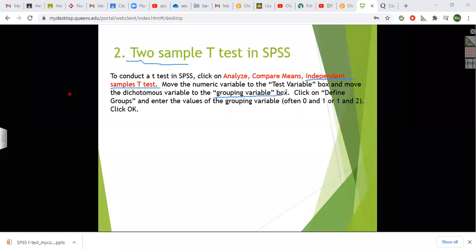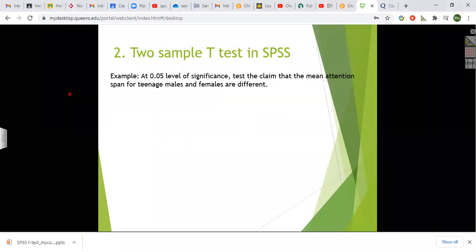The grouping variable needs to be defined, so define the groups and enter the values of the grouping variable, often 0 and 1, or 1 and 2, depending on what shows up in your hypothesis. We'll illustrate this by using the next example. At the 0.05 level of significance, test a claim that the mean attention span for teenage males and females are different.